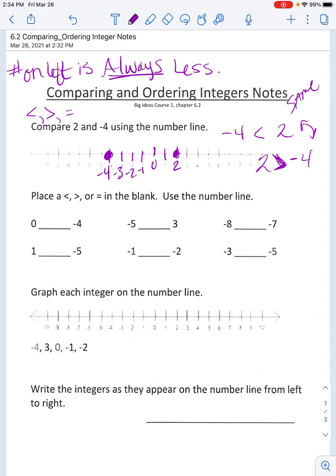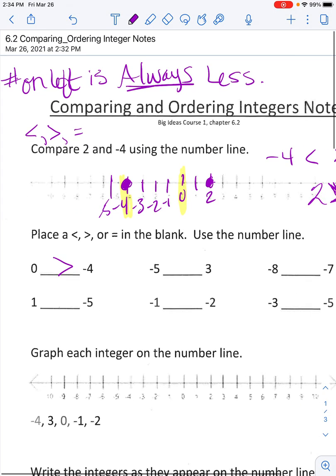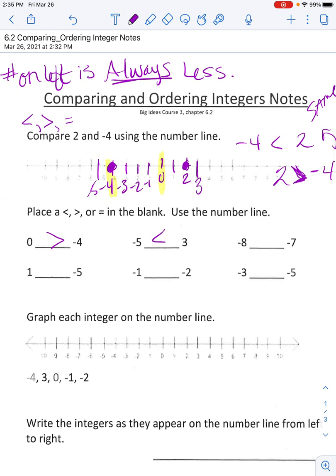0 is greater than -4. Here's 0, here's -4. 0 is greater, or -4 is less, so it points to the number on the left. Let's look at the next one: -5 compared to -3. Well, -5 is over here, further to the left, so it is less. -3 is on the right side, so it's greater.